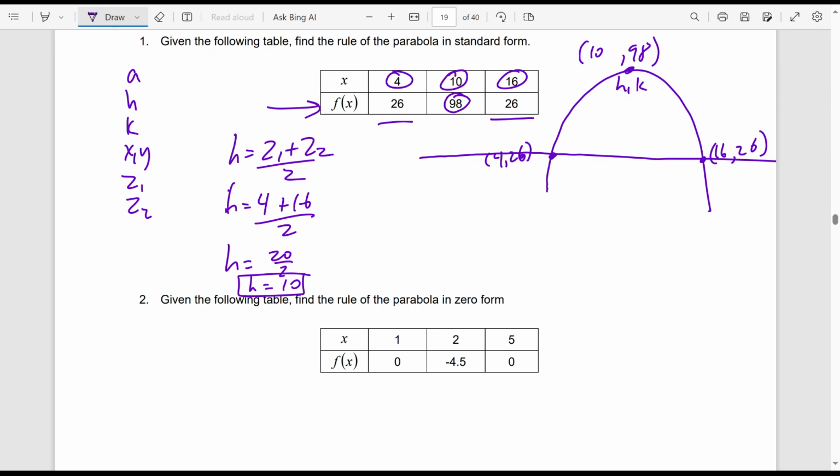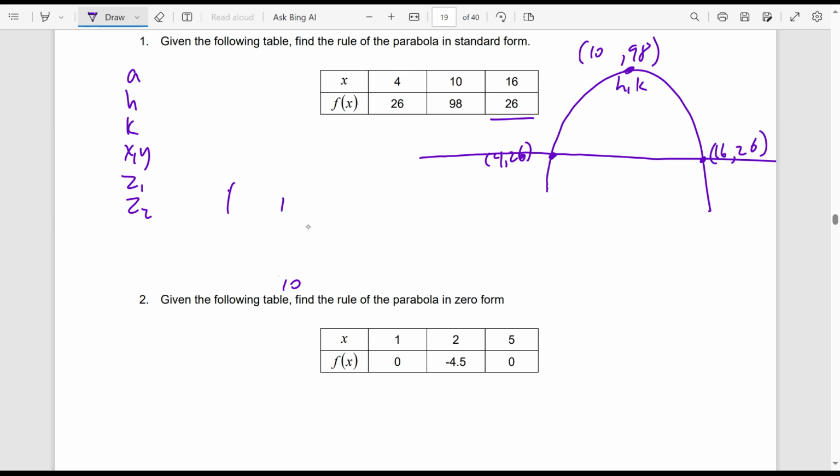If you don't want to use this formula, the easiest way to do it is this. I'll just start from the beginning again. That means 98 is your K. If two y values are the same, and it's usually not going to be just three numbers, it's going to be like four or five numbers. So they won't make it as easy as this one. They'll make you go and look for it.